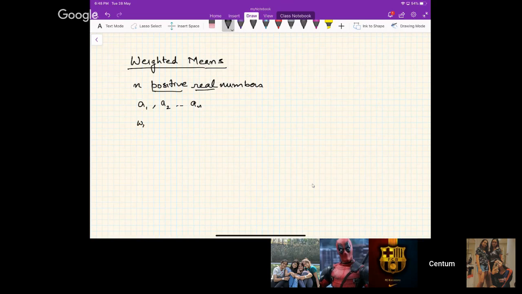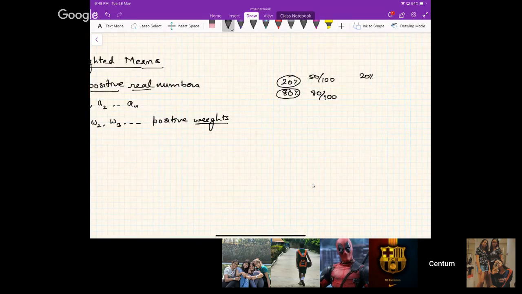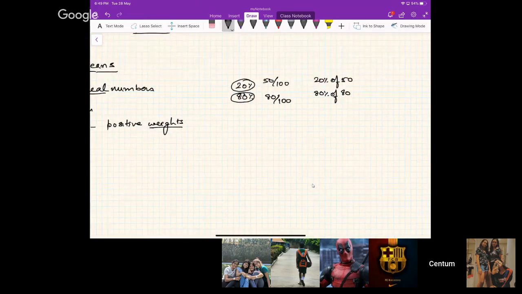And let us say w1, w2, w3 are all positive weights. What are positive weights? I'll tell you. For example, in your 10th board exam, let us say 20% weightage is of internals and 80% is of the exam. So these are called weightages. 0.2 and 0.8 are the weightages. Let us say you got 50 out of 100 in internals, and 80 out of 100 in the final paper. So your total score will be 20% of 50 and 80% of 80, out of 100. So 20% of 50 is 10, and 80% of 80 is 64.